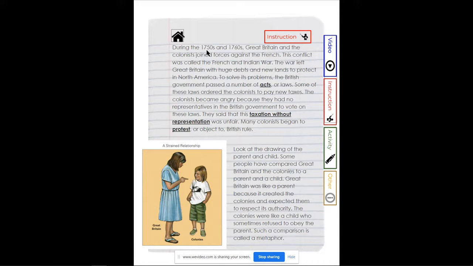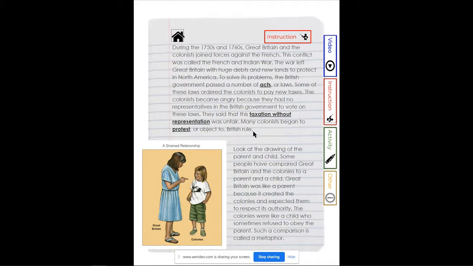During the 1750s and 1760s, Great Britain and the colonists joined forces against the French. This conflict was called the French and Indian War. The war left Great Britain with huge debts and new lands to protect in North America. To solve its problems, the British government passed a number of acts or laws. Some of these laws ordered the colonists to pay new taxes.